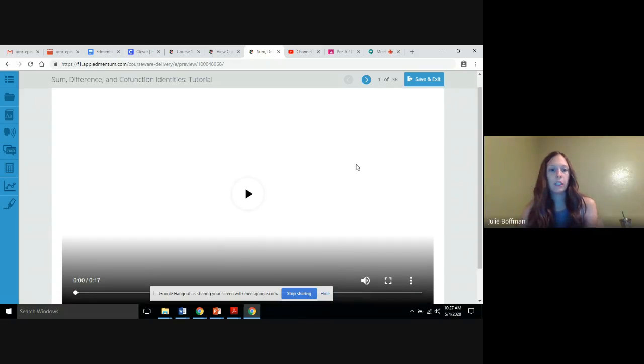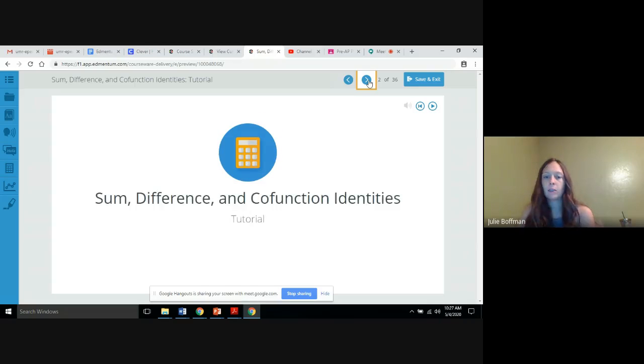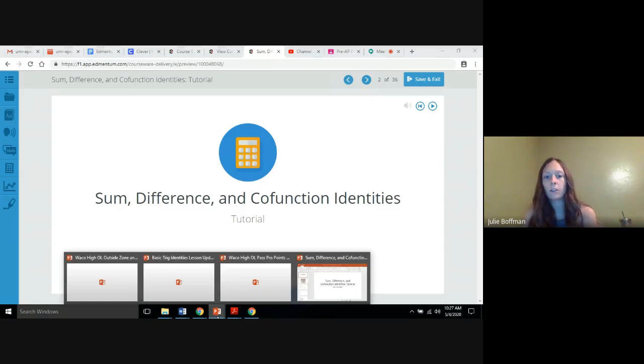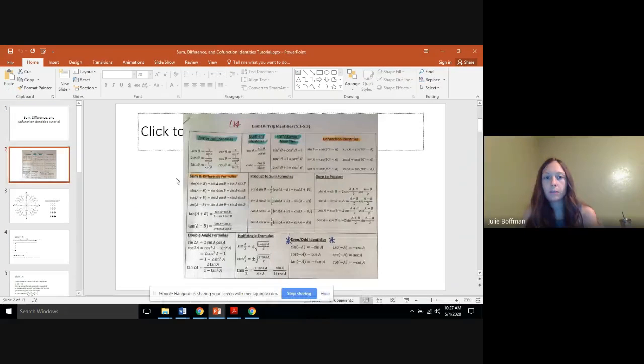So this first slide on the tutorial is just an introduction video for Adminum. You don't need it. Here's what we're learning: the sum, difference, and cofunction identities. So where are those on your identity chart? I highlighted them in orange. So sum and difference is right here.